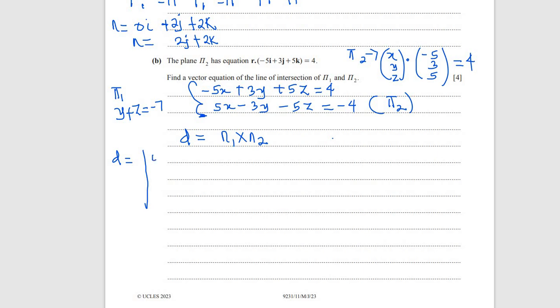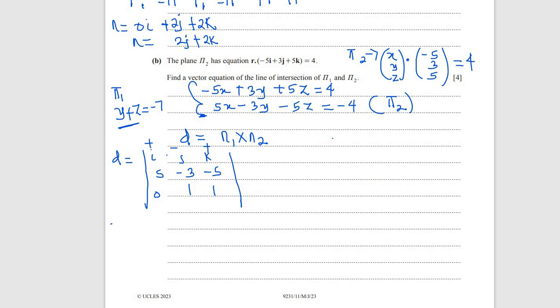Then we have i, j, k. The normal of the first plane is 5, minus 3, minus 5. The other plane has no i, but the other components are 1, 1. So plus, minus, plus. Let's find the direction of the plane.